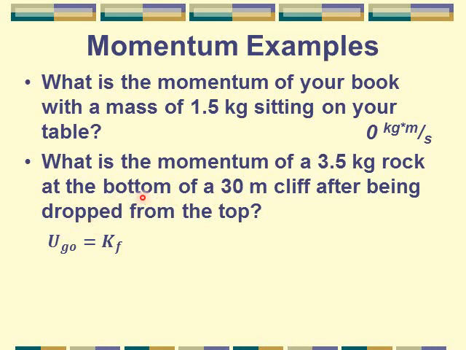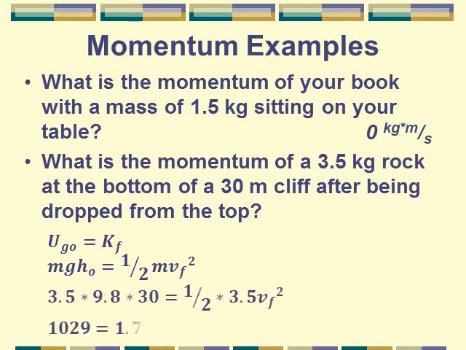When it gets to the bottom, the final gravitational potential is going to be 0, so it's all kinetic energy. So we go ahead and use our equations. Mass times gravity times the initial height is going to be equal to 1/2 times mass times the final velocity squared. Plug in your numbers, and you get 1,029 on the left-hand side, and half of 3.5, which is 1.75, on the right-hand side, times the final velocity squared.